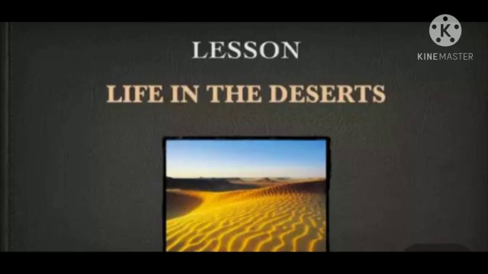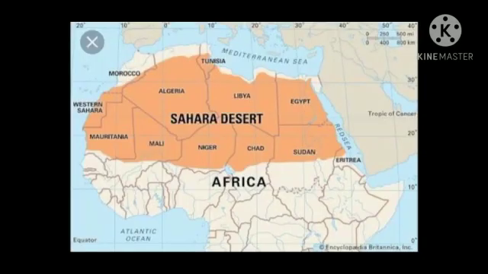Before jumping on to the chapter, let's learn about what is desert. Desert is an arid region characterized by extremely high or low temperatures and has scarce vegetation. There are two types of deserts: the hot desert and the cold deserts. Let's start with the hot desert, that is Sahara.